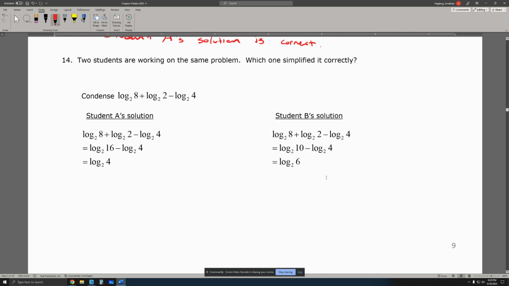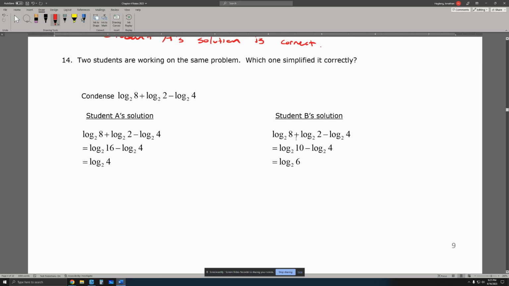Let's check out our last one for today. Two students are working on the same problem. Which one simplified it correctly? We're condensing now. I noticed that we have, looks like a product rule and then also the quotient. So here the student wrote this as a product of 8 and 2, or 16, and then minus log base 2 of 4. And then the student wrote this as a quotient, 16 divided by 4, gave us log base 2 of 4, which, by the way, can also be evaluated.